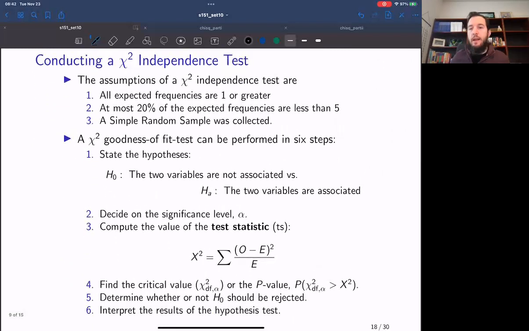This test is carried out in the exact same way as the goodness of fit test. The only differences are the null and alternative hypothesis and the degree of freedom calculation and the expected value calculation. So there's three differences: the null and the alternative, the degree of freedom calculation, and the expected value calculation. Those are the only differences between the independence test and the goodness of fit test. Otherwise, they have the exact same assumptions and they have the exact same steps. All right.